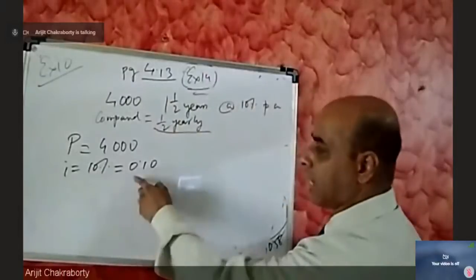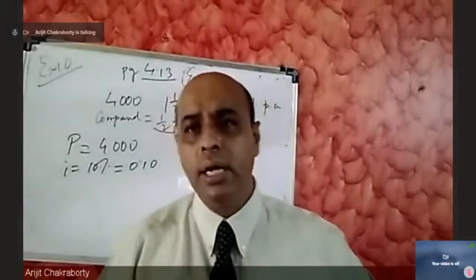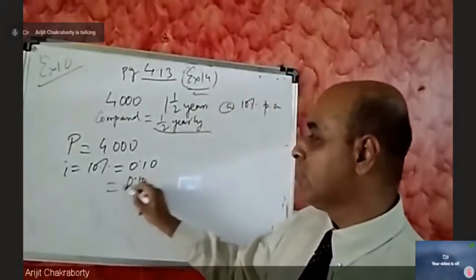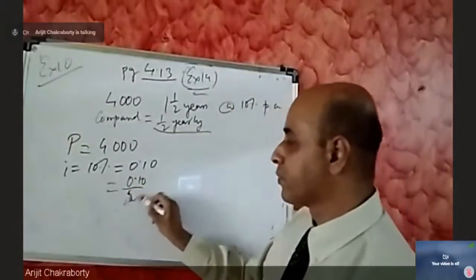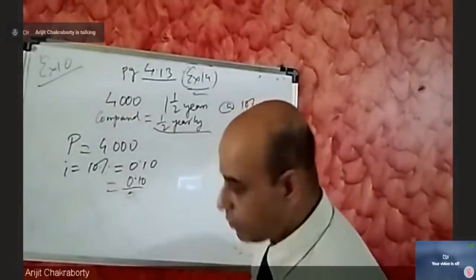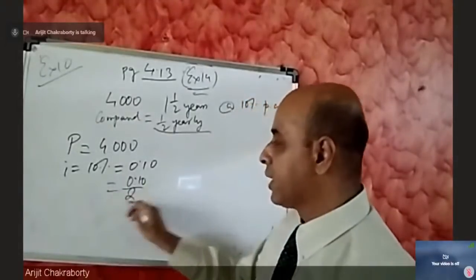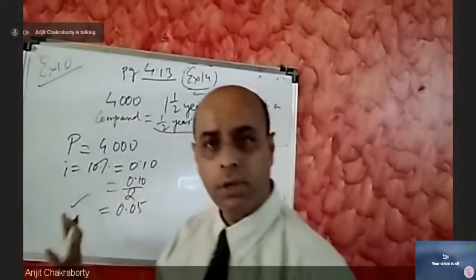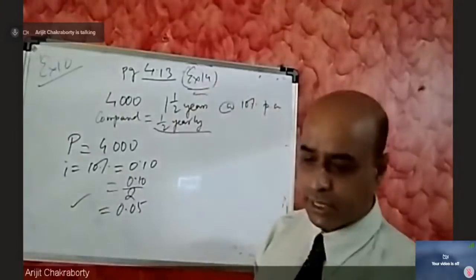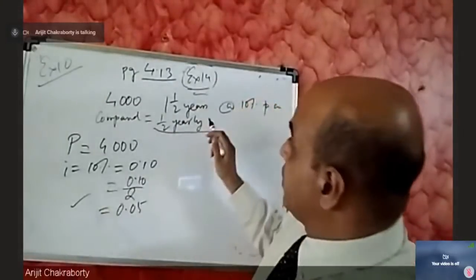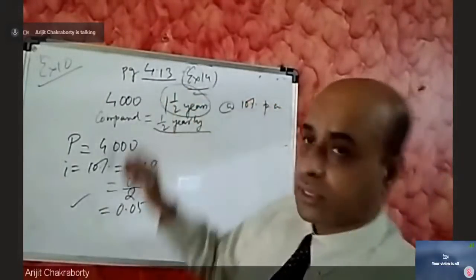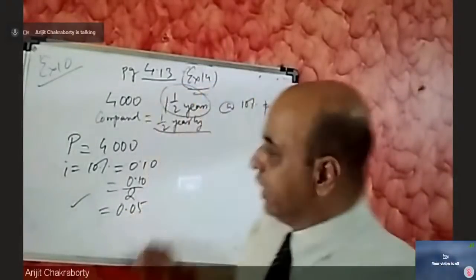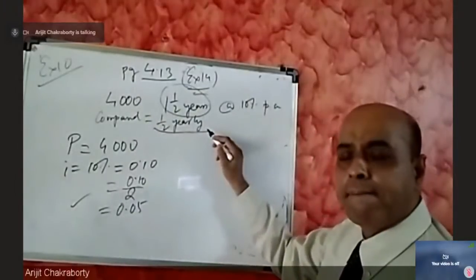So in this case, I am earning 10% in 1 year, that is 0.1. So in half year, I will earn how much? 0.10 by 2, that is 0.05. I think this is clear. Sure, you are clear with this? Let's proceed. Now, the period is given as 1.5 years. 1.5 years. And the compounding is done every half year.